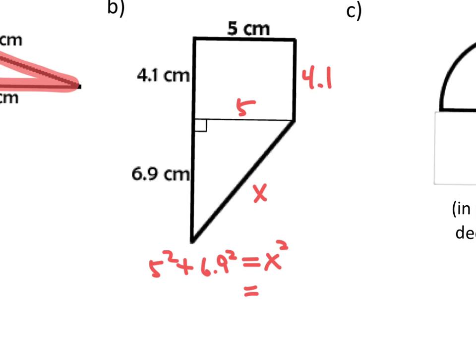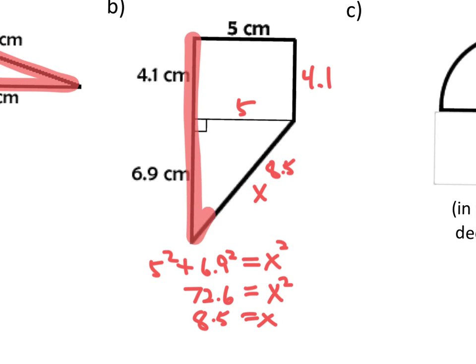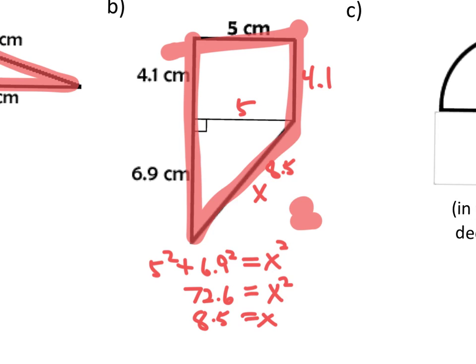So solving that, I get that x squared is equal to 72.6. So square rooting, x is equal to 8.5. So finding the perimeter, when I add all the distances around the outer edges, I find that that perimeter equals 28.6 centimeters.